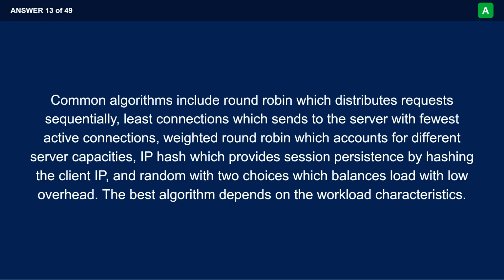Common algorithms include round-robin, which distributes requests sequentially, least connections, which sends to the server with fewest active connections, weighted round-robin, which accounts for different server capacities, IP hash, which provides session persistence by hashing the client IP, and random with two choices, which balances load with low overhead. The best algorithm depends on the workload characteristics.